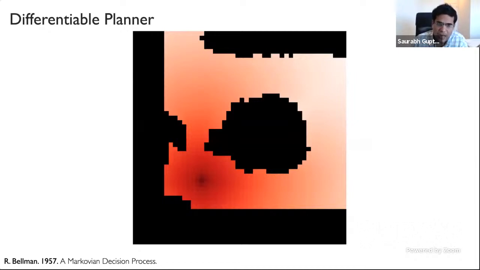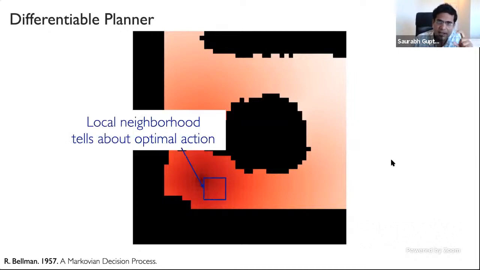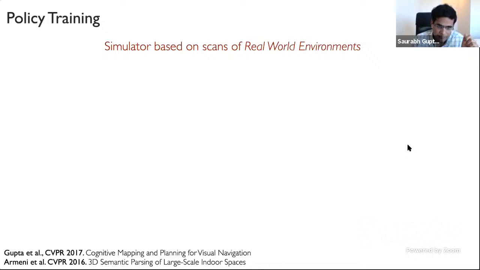Okay? Once you have a value map, you can take a local neighborhood around the agent's location, and in the local neighborhood, you can look at the gradients of this value, and that can tell you what is the right action you should take at this location in order to go to the target. Okay? So basically, this is the full policy architecture, right?